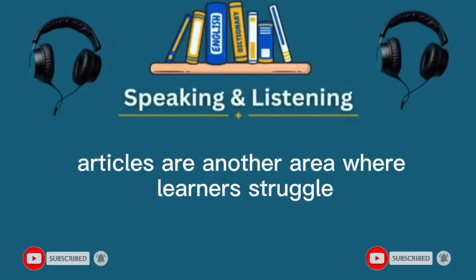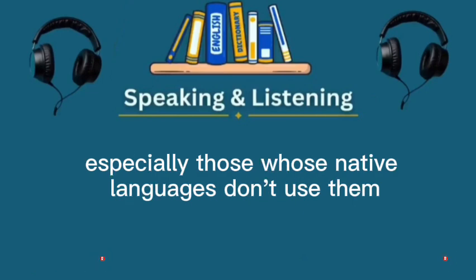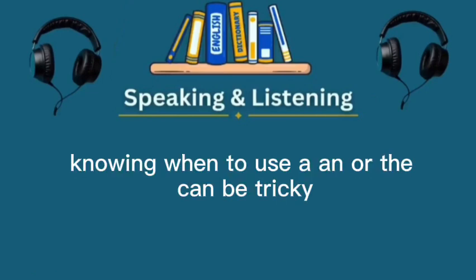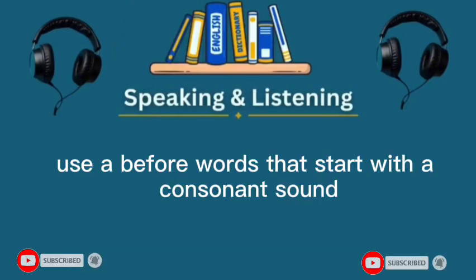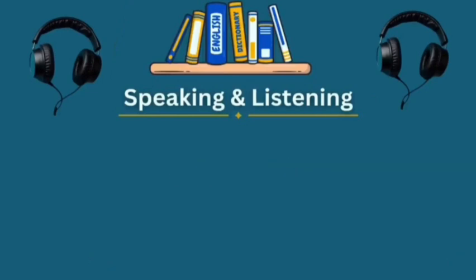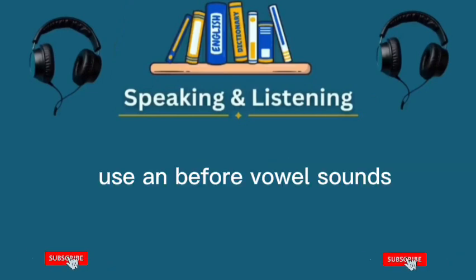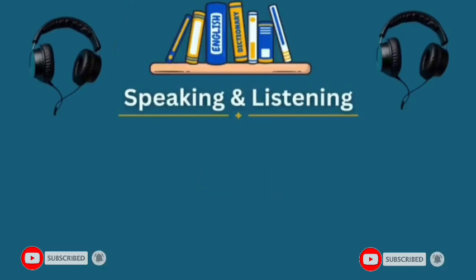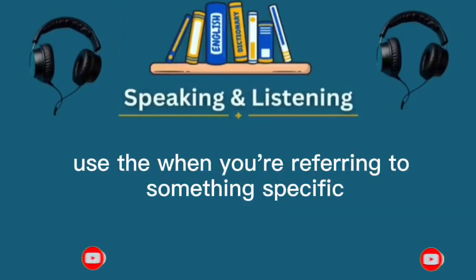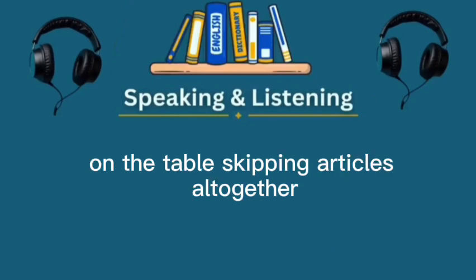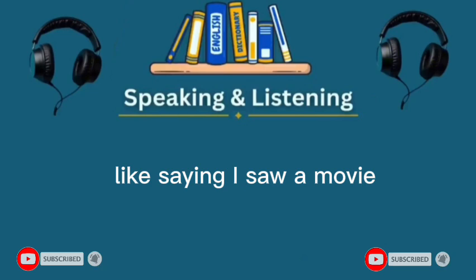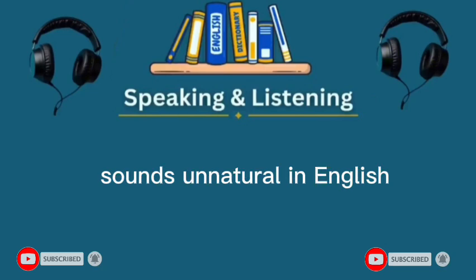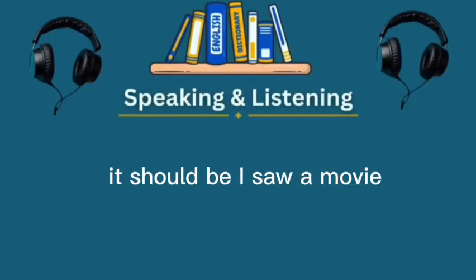Articles are another area where learners struggle, especially those whose native languages don't use them. Knowing when to use a, an, or the can be tricky. Use a before words that start with a consonant sound: a dog, a house. Use an before vowel sounds: an apple, an hour. Use the when you're referring to something specific: the sun, the book on the table. Skipping articles altogether, like saying, "I saw movie," sounds unnatural in English. It should be, "I saw a movie."